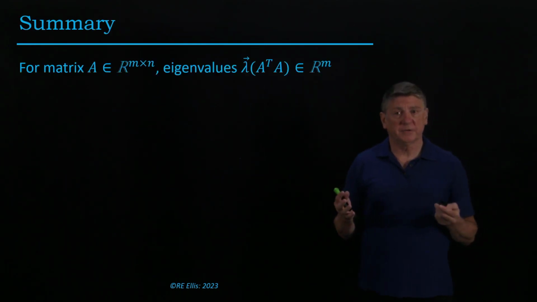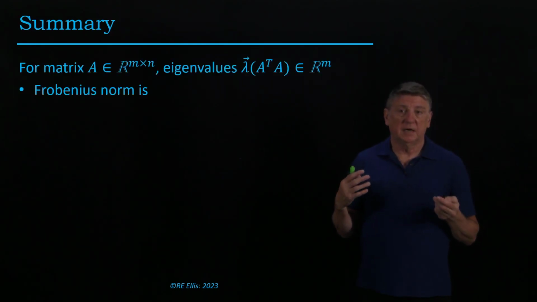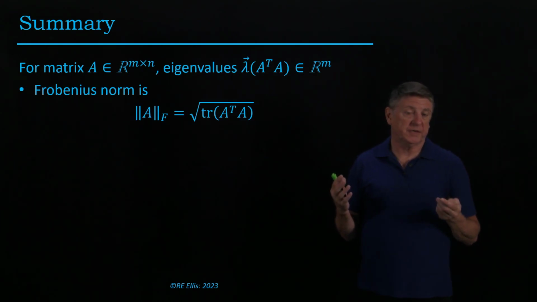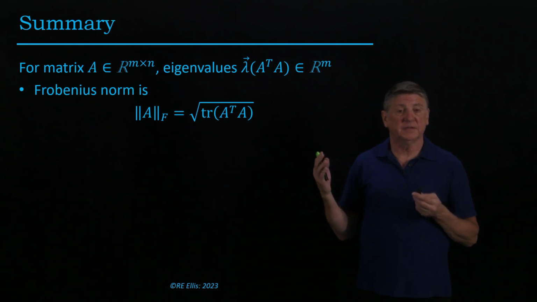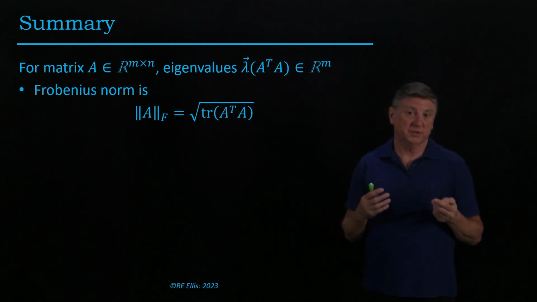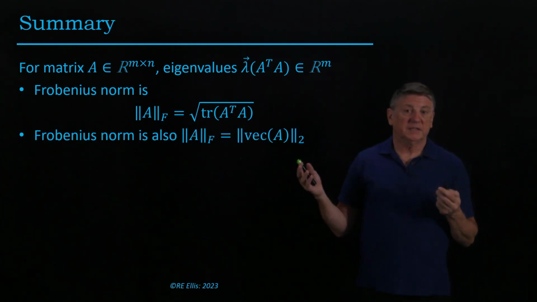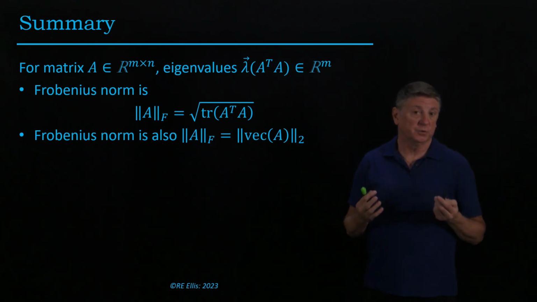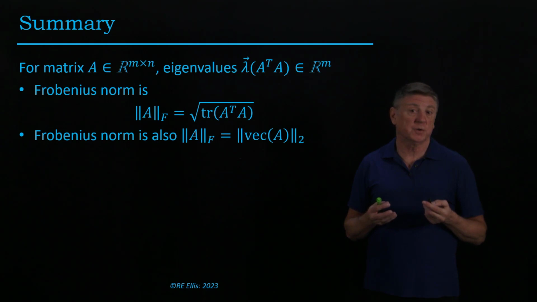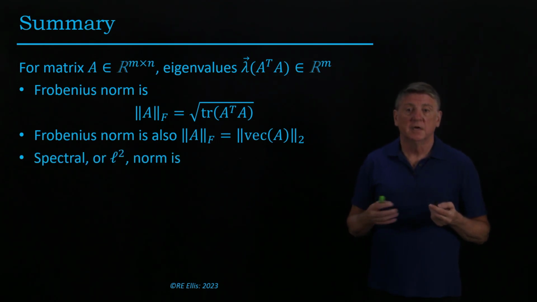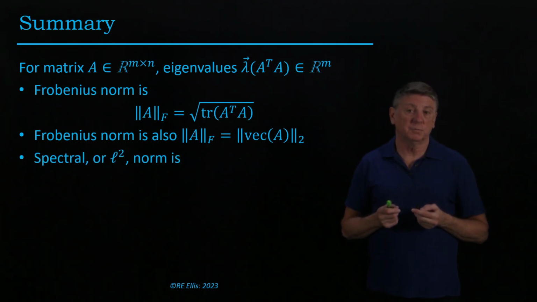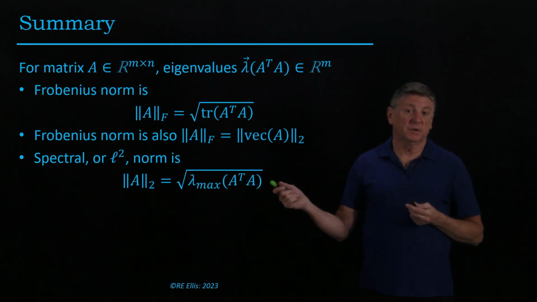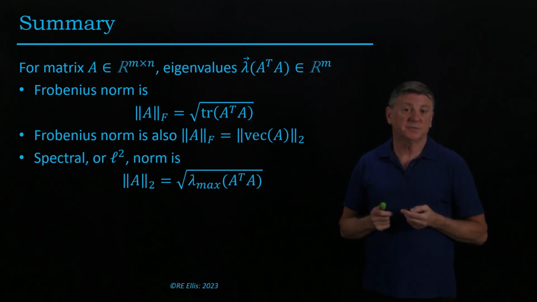So a summary of matrix norms is that the Frobenius norm can be defined as the square root of the trace of the product of the transpose of a matrix with the matrix. It's also the L2 norm when we string everything together, so you can also think of it as the square root of the sum of the squares of all of the entries in the matrix. The spectral norm that we'll use much less often is the square root of the largest eigenvalue of A transpose times A.